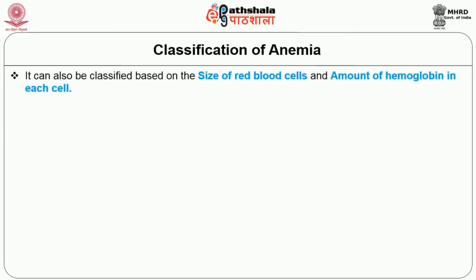Classification of anemia. It can be classified based on the size of red blood cells and the amount of hemoglobin in each cell.